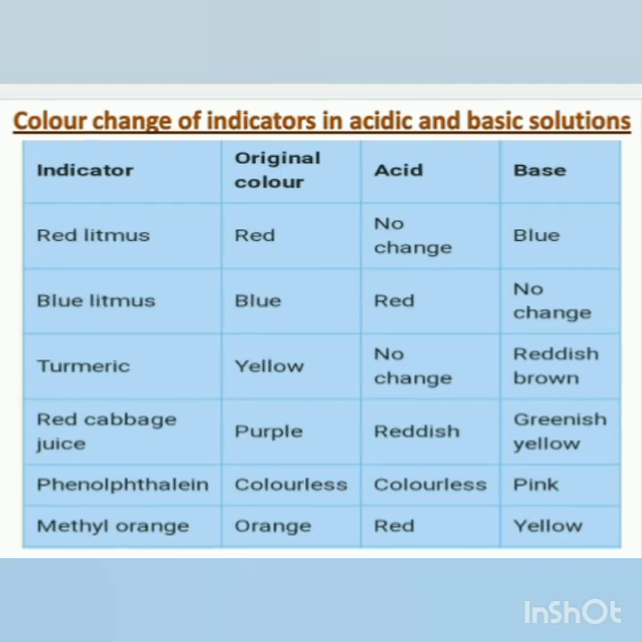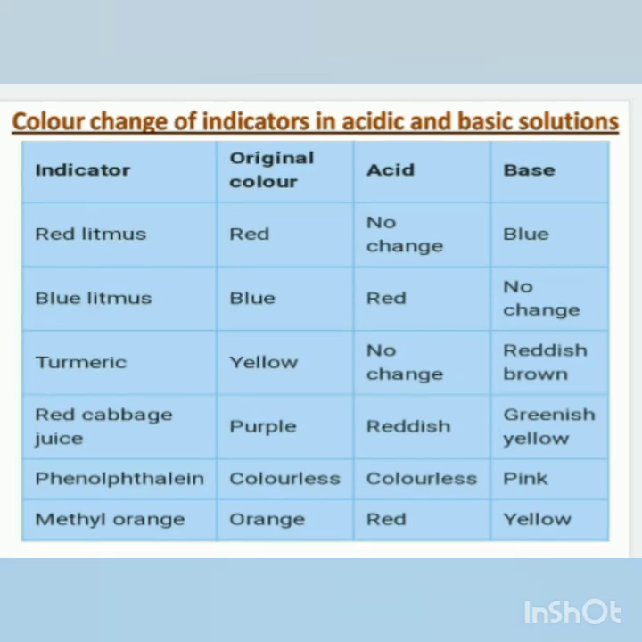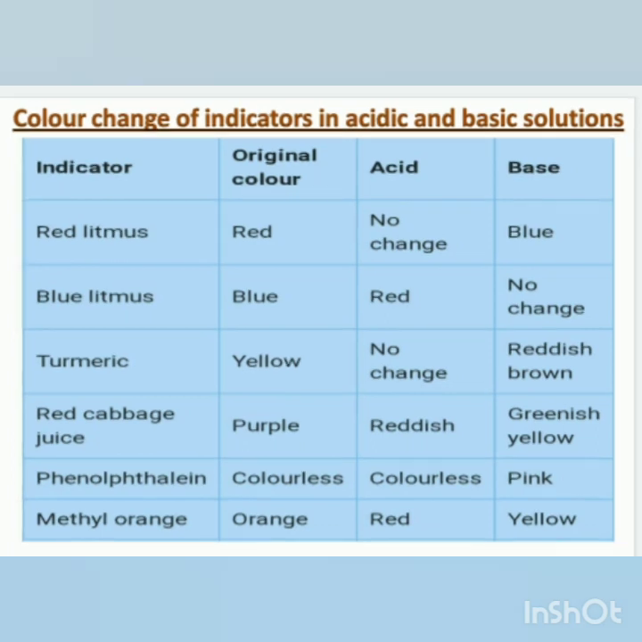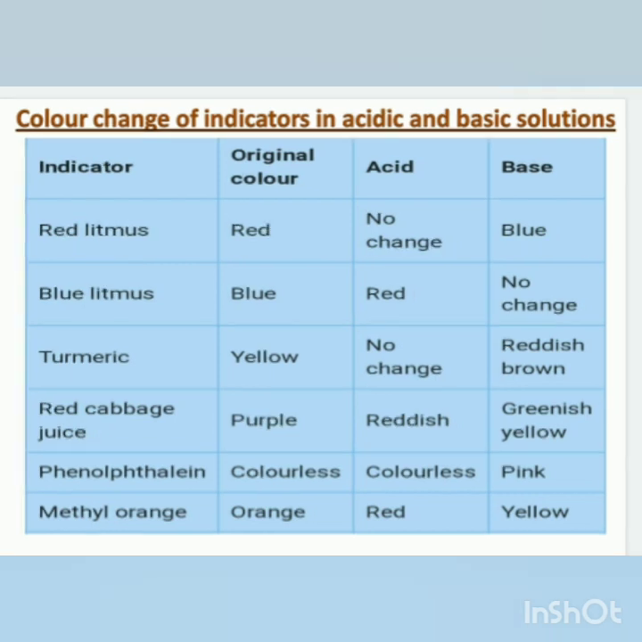Next is turmeric. Turmeric indicator doesn't show any change in color in acidic solution, but in basic solution it becomes reddish brown. Red cabbage juice, in acidic solution the color changes to reddish and in basic it becomes greenish or greenish yellow. Phenolphthalein, in acid it is colorless and in base it becomes pink. Next is methyl orange. Methyl orange becomes red in acidic solution and it is yellow in basic solution.